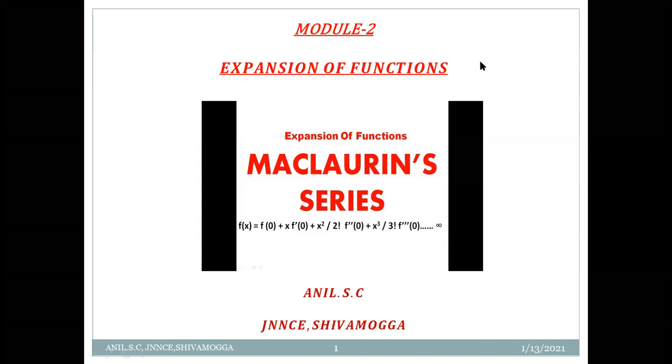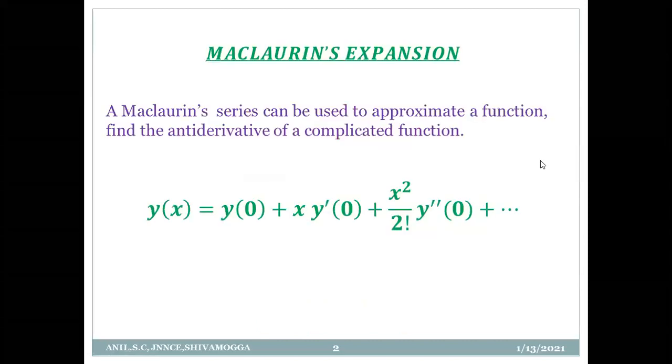Here we come across one kind of expansion, that is Maclaurin's expansion. This is used to approximate a function. Approximate means here sometimes it is very difficult for us to integrate or find the antiderivative of a given function. In such cases, we approximate the function. We write an infinite series for that function and put it in the form of a summation, and then we find the antiderivative. This is the main application of this Maclaurin's expansion.